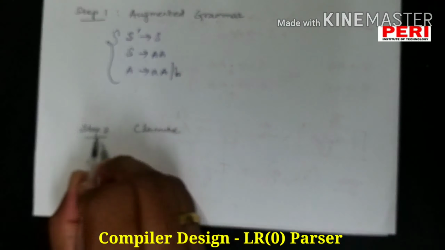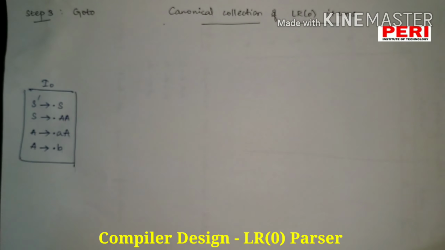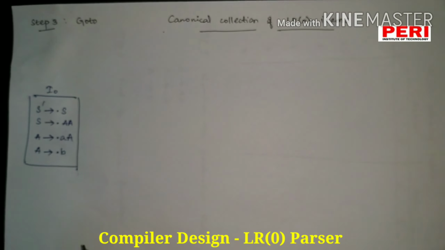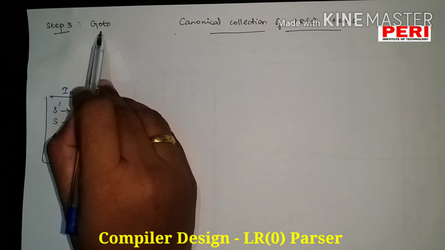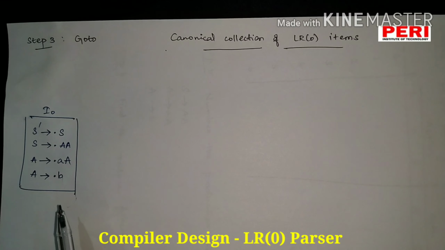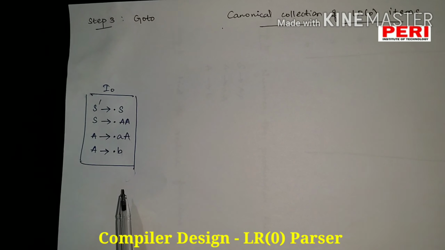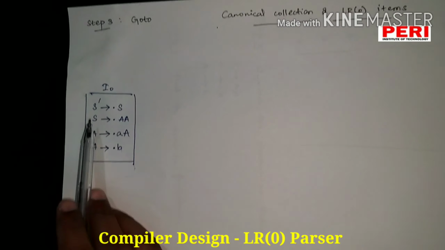So step 1 is to find the augmented grammar. Step 2 is to find the closure. And coming to step 3, we are going to find the goto operation. Step 3 as a whole is going to be called the canonical collection of LR0 items. What I am going to do here is, we have found the closure, right? S dash tends to dot S. That means applying the dot on the right hand side.